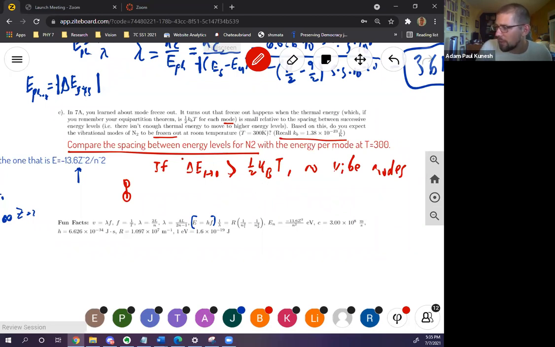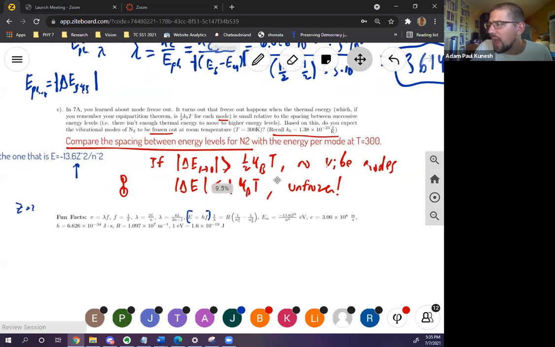Okay, and I'll put a magnitude sign just to be clear. If it's the other way, so if delta E is less than 1/2 kBT, then we have enough thermal energy to excite those vibrational modes. So unfrozen, yay.